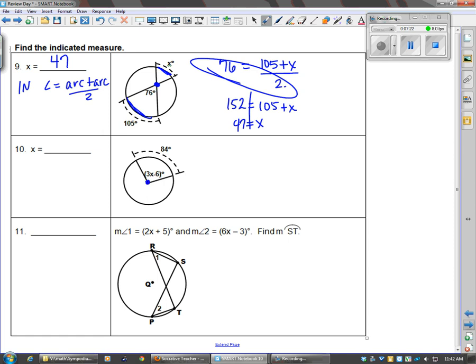Number 10, where is the vertex? It's at the center. These are the easy ones. The angle equals the arc. So you're just setting 3x minus 6 equal to 84. Add 6 and divide by 3.